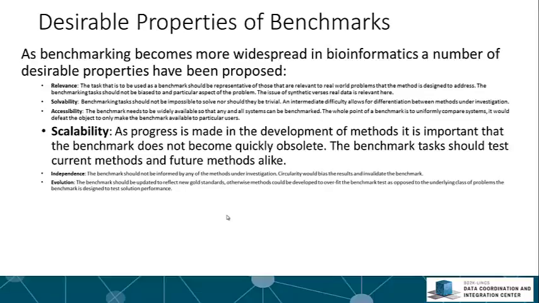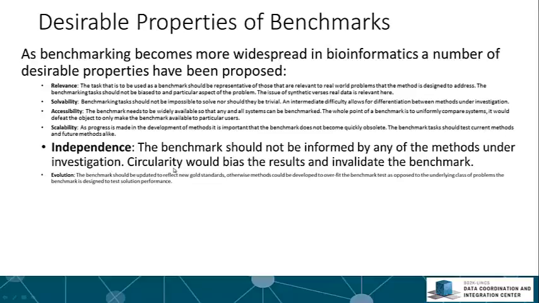Particularly in bioinformatics, which is a burgeoning field, as progress is made in the development of algorithms and tools, it's important that the benchmark doesn't become instantly obsolete. So the benchmark task should be extensible, so that the current methods and future methods can be compared with each other. Fifth, independence. It's a matter of circularity that the benchmark tests should not be informed by the very methods that are to be tested by that benchmark.